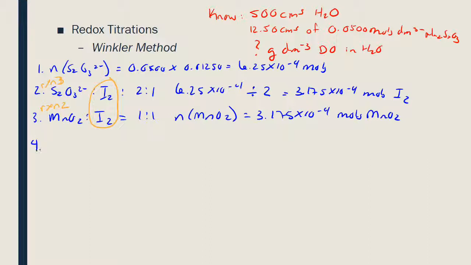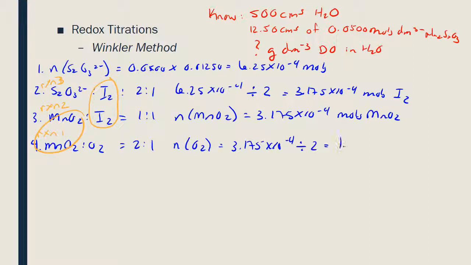Then we can go back to the original equation in which we fixed O2, and you can see this is reaction 1, and MnO2 is our commonality between reaction 1 and reaction 2. And we can go through and look at that mole ratio. It is a 2-to-1 ratio. And so we take our 3.175 times 10 to the negative 4, divide that by 2, and you get 1.5875 times 10 to the negative 4 moles of O2.